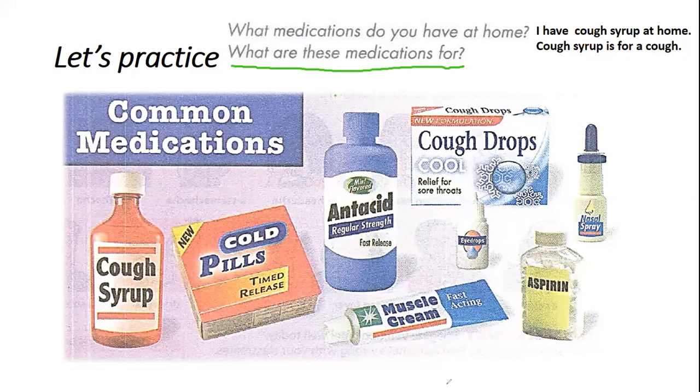Oh, William. What medication do you have at home? Okay, I have aspirin, muscle cream, cough syrup, and other ones you see in the picture. Everything, okay. Samuel, ask William the second question. Hágale la segunda pregunta a William, por favor. What are these medications for? For example, I use aspirin for when I have headaches. Mm-hmm. I use muscle cream when I have a backache. Okay. And I use cough syrup when I have a sore throat. Okay, very good.